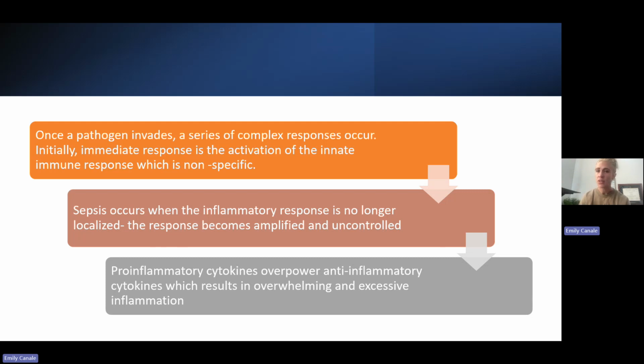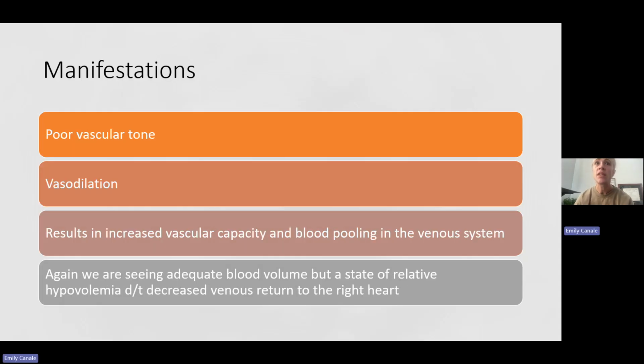All of those pro-inflammatory cytokines overpower the anti-inflammatory responses. So now it's systemic. It's not localized anymore. That is the problem with sepsis in general. It's now affecting everything. So it's still a distributive type of shock. That is why you're still going to see poor vascular tone and vasodilation in sepsis. So you're pooling blood in the venous system. We have blood, but again, we're in that relative state of hypovolemia, because we're not able to get it where we want it to go.